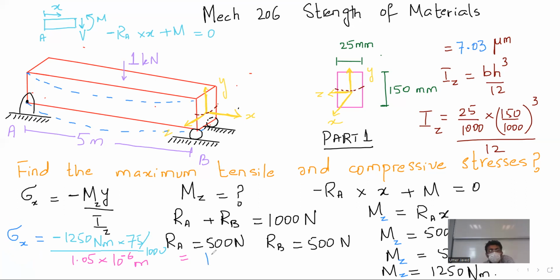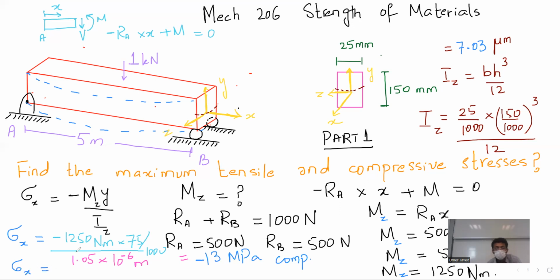13 megapascal. Okay, it's not unreasonable, I guess. Okay, hang on. So is this the compressive stress or tensile? I suppose this is the compressive stress because the y value I substituted as positive. So I'm talking about the top surface, and this is compressive. What about the maximum tensile?